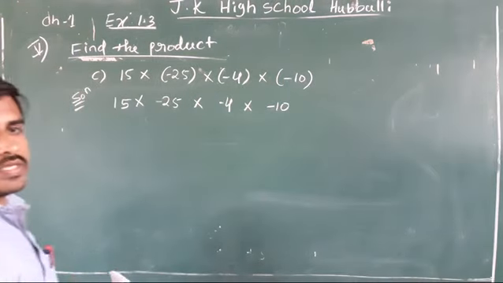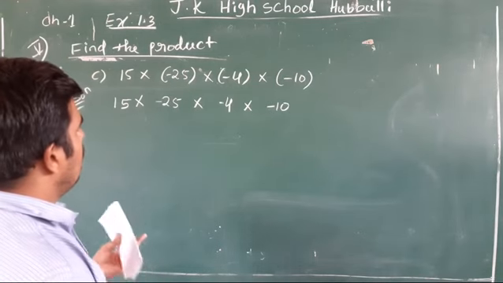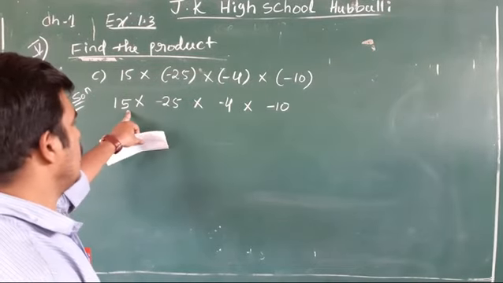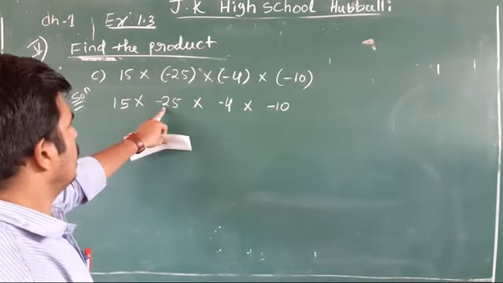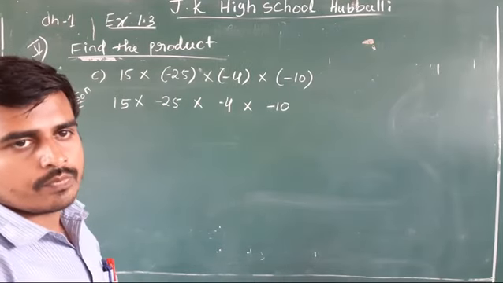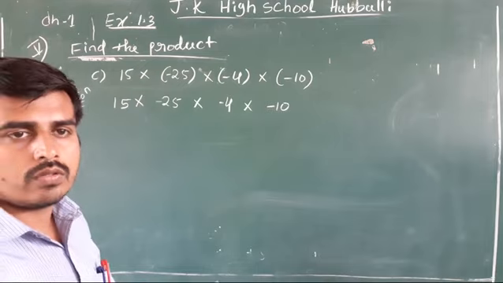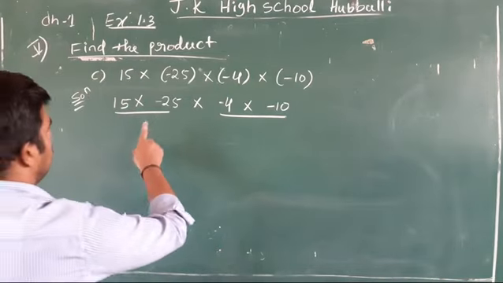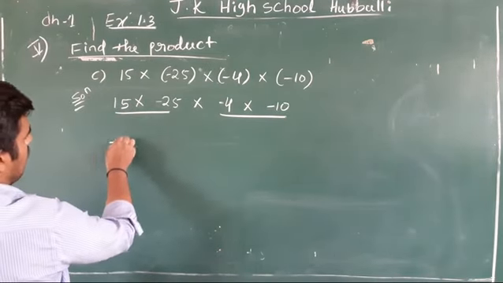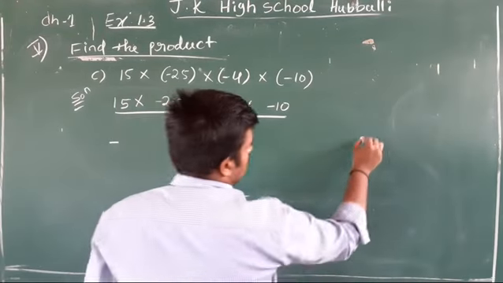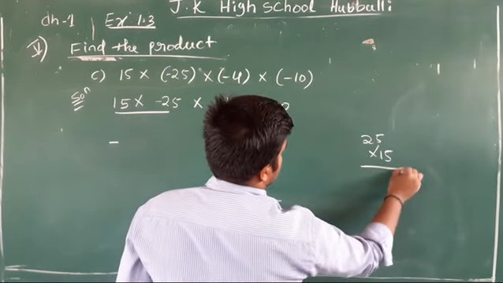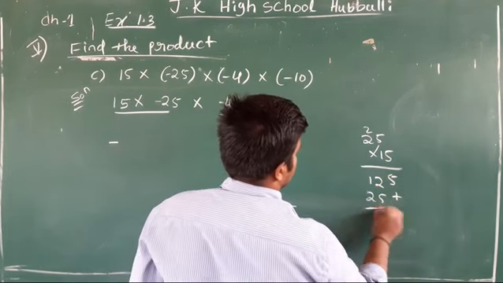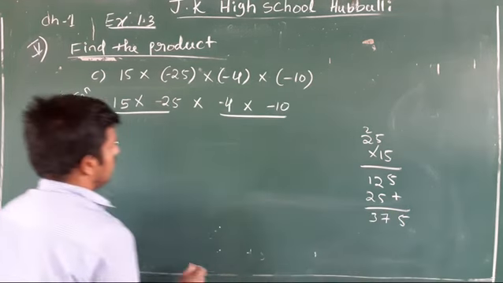Now it is your choice how you are going to do it. For our convenience you can multiply any number with any number. You can multiply this 15 with the 10, or this 4 with the 25, by rearranging the numbers. If you don't want to do all this, you can directly pair. Solve this: plus into minus will give minus, 15 into 25 or 25 into 15, the same. So the answer is 375.